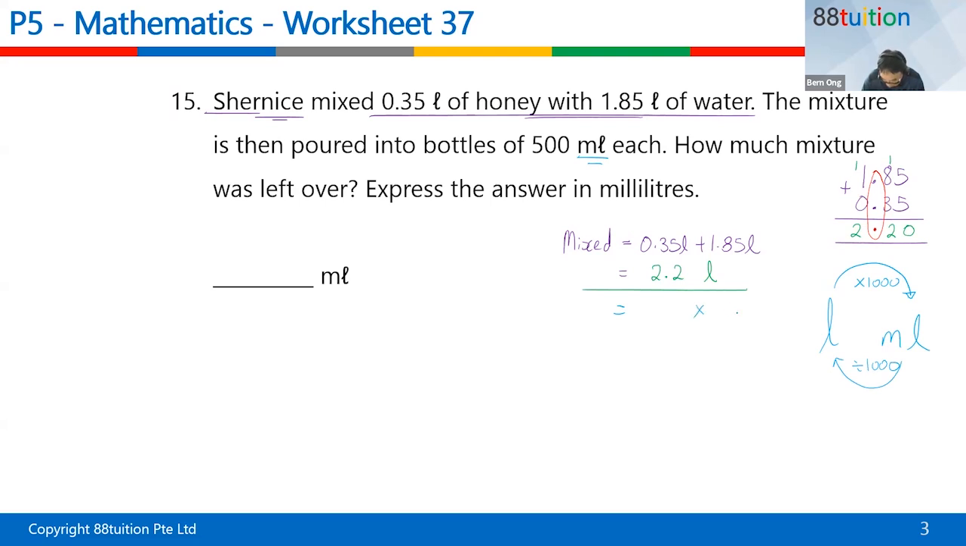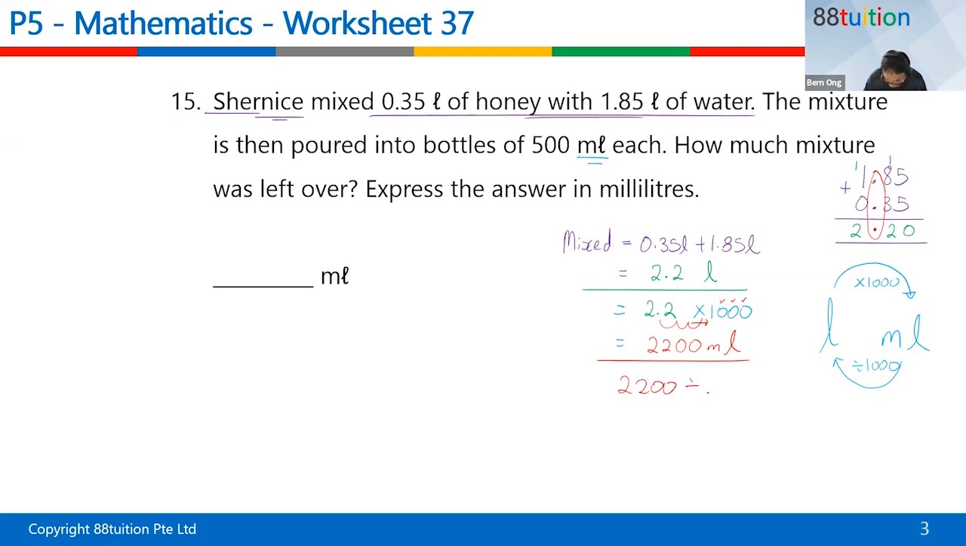All right, so 2.2 times 1,000, that should give you a number. What is it? All right, you should know how to move the decimal. Times means to the right. 1,000 means 3 movements. Let's go. 1, 2, 3. All right, so your answer will be 2200 ml. So 2200 ml, you're supposed to put into a bottle.